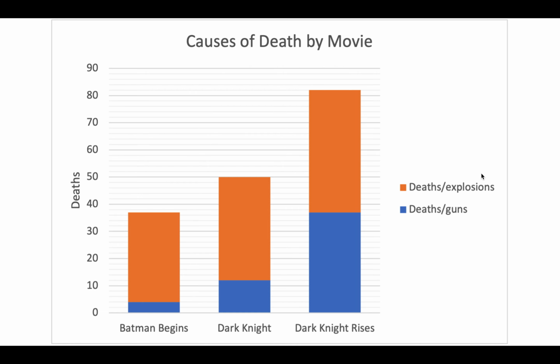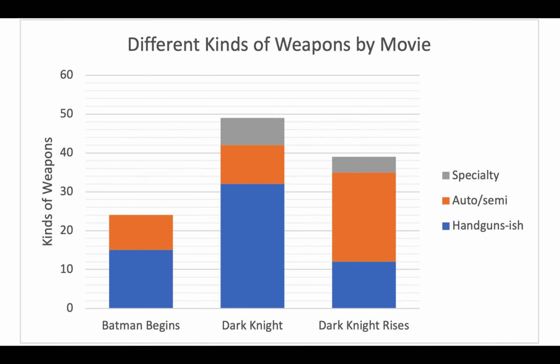And you can see that these movies that I feel like were maybe a little less violent have fewer deaths, but also just a smaller ratio. And these ones have almost an equal ratio of guns to other circumstances. And then this one, you can see the different ratios of weapons in the movies.